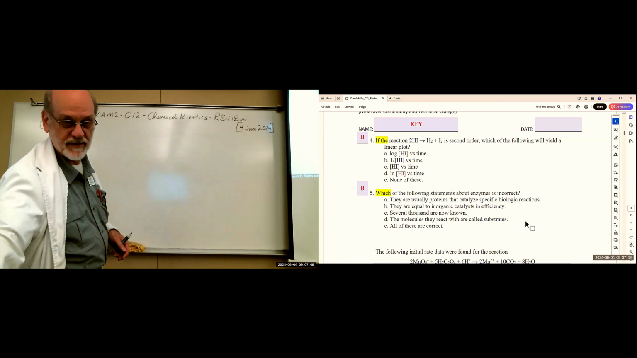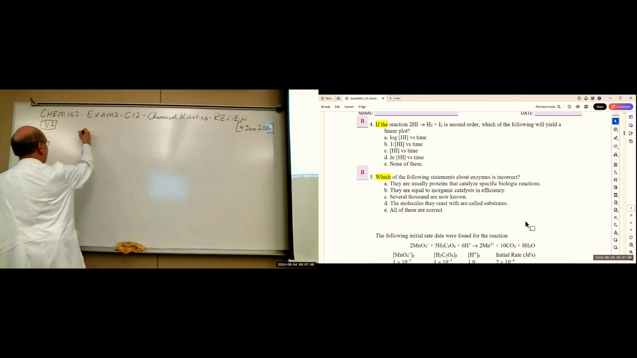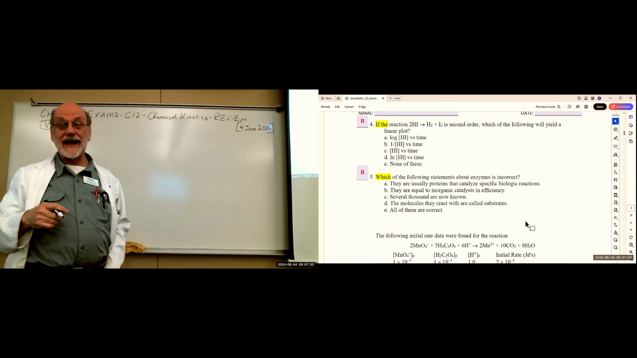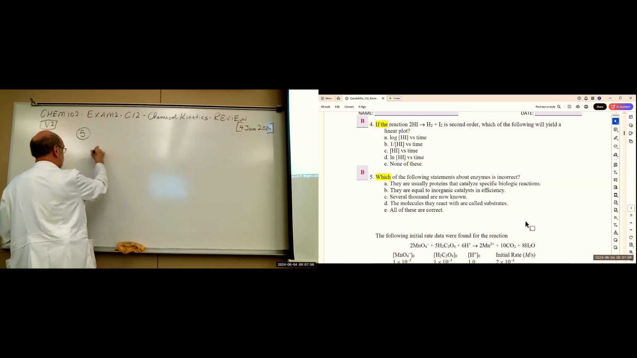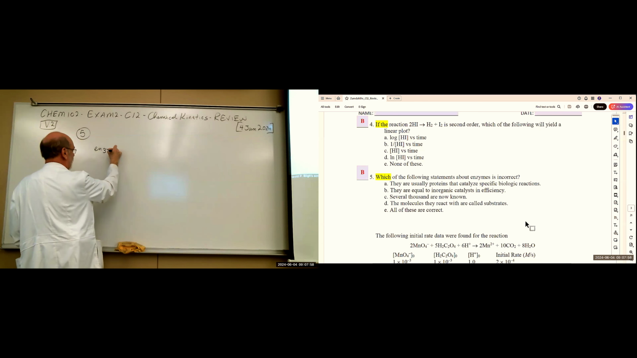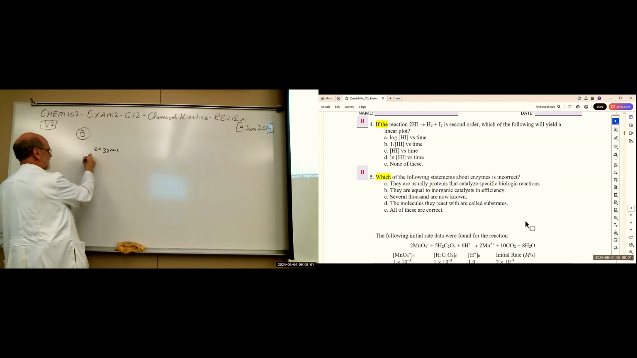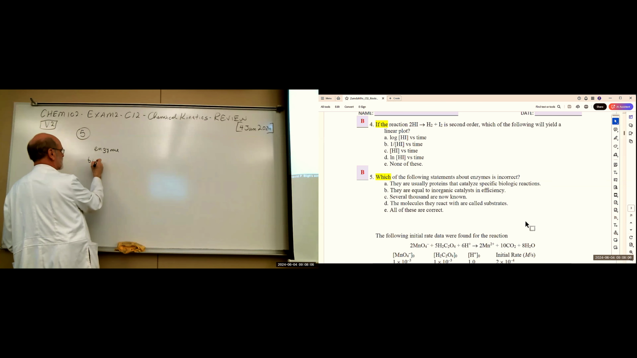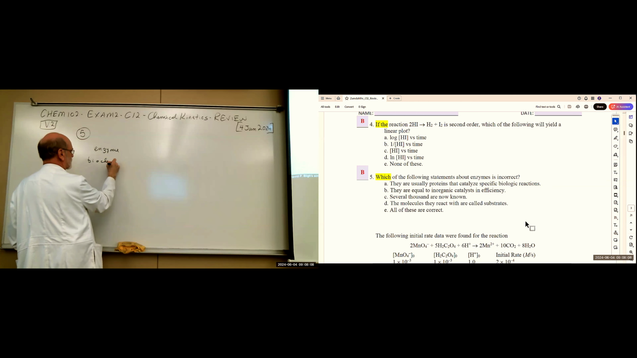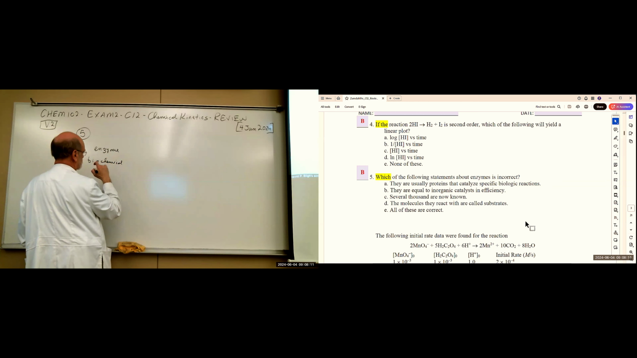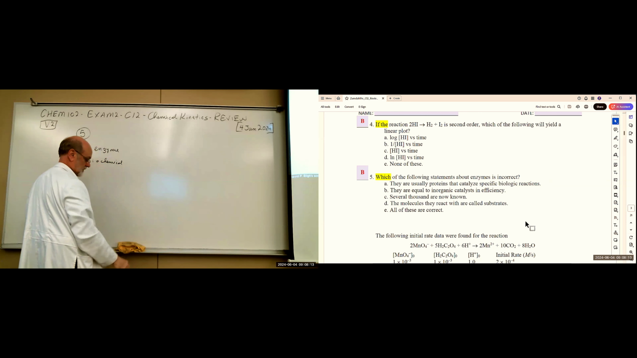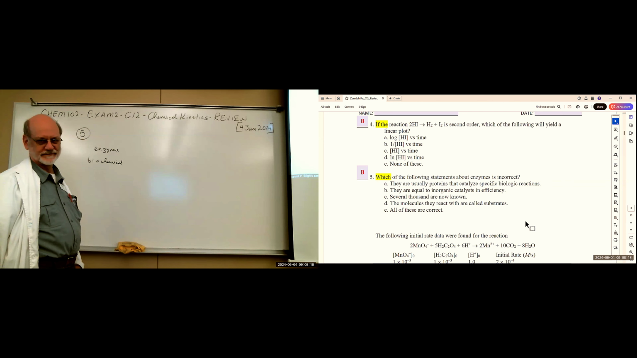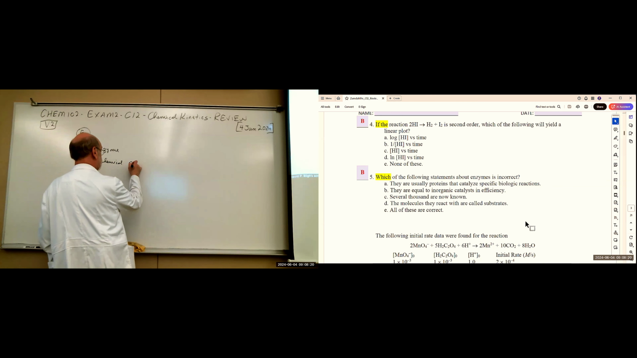All right, number 5. Which of the following statements about enzymes is incorrect? What's an enzyme? It's sometimes said biological, but let's keep it chemical, biochemical. Catalyst. Took me a second.